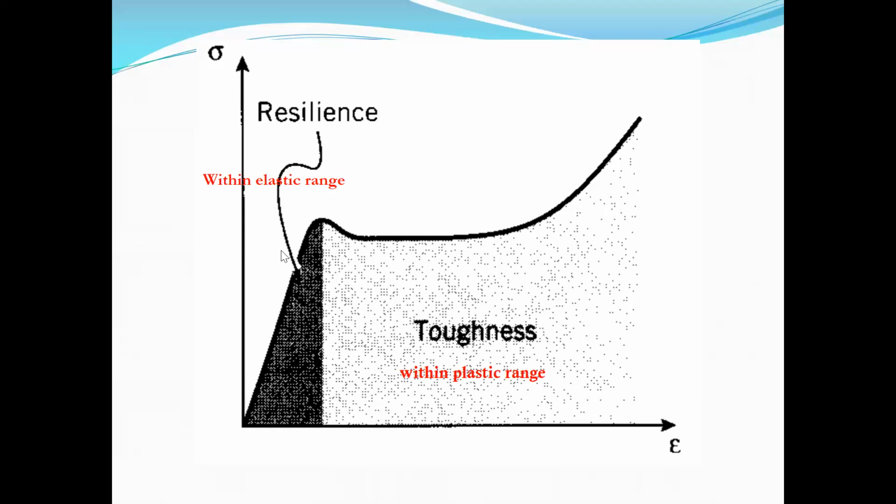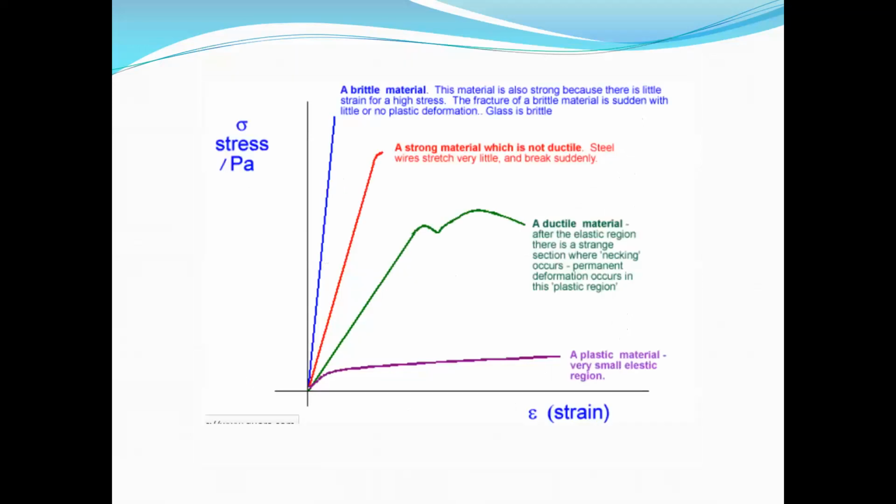However, the toughness is the total area under this curve, this white part. And the resilience is the area indicated by black in this chart, which is happening within the elastic range. That means it is the amount of energy the material can absorb. If it is in the elastic range, that's resilience. If it is in the plastic range, then it is toughness.